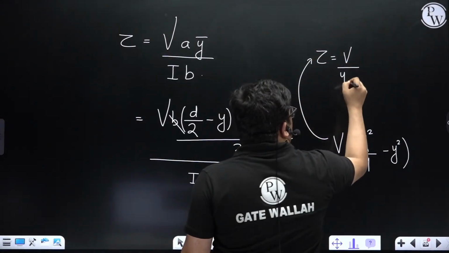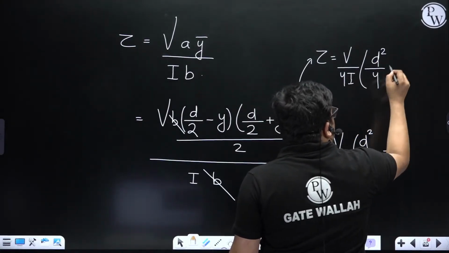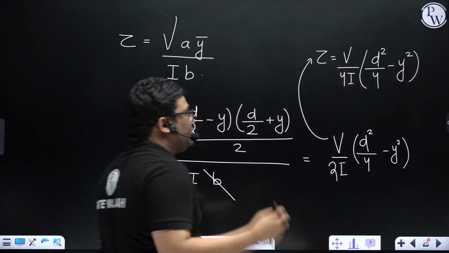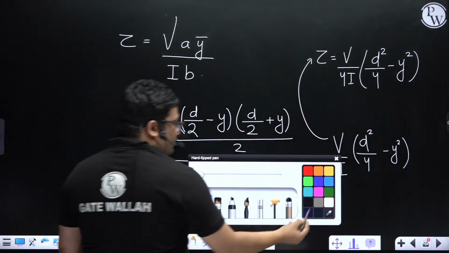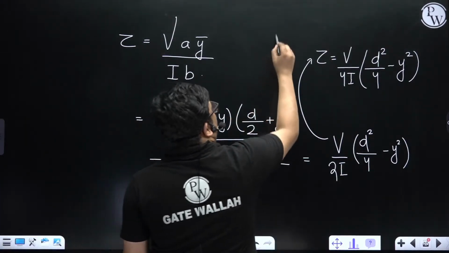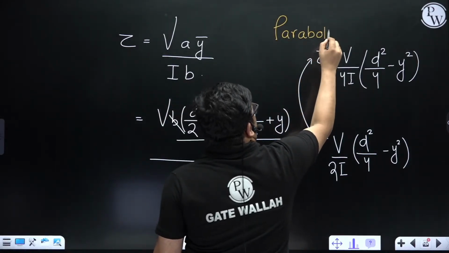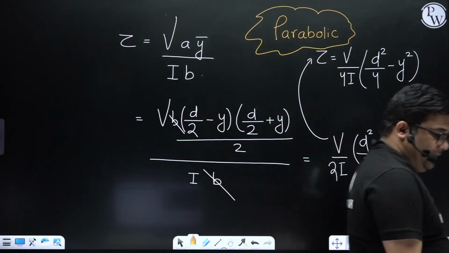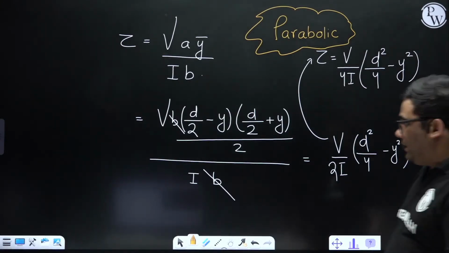V by I, you see, d square by 4 minus y square. That means shear stress is varying with y square, so the distribution is parabolic. So the shear stress distribution is parabolic, whereas bending stress was linear, right? Bending stress was linear, but this is parabolic.